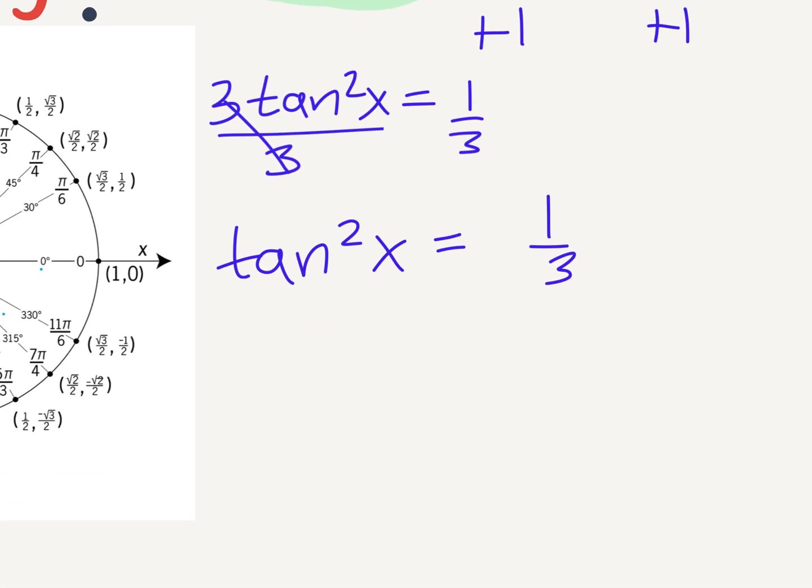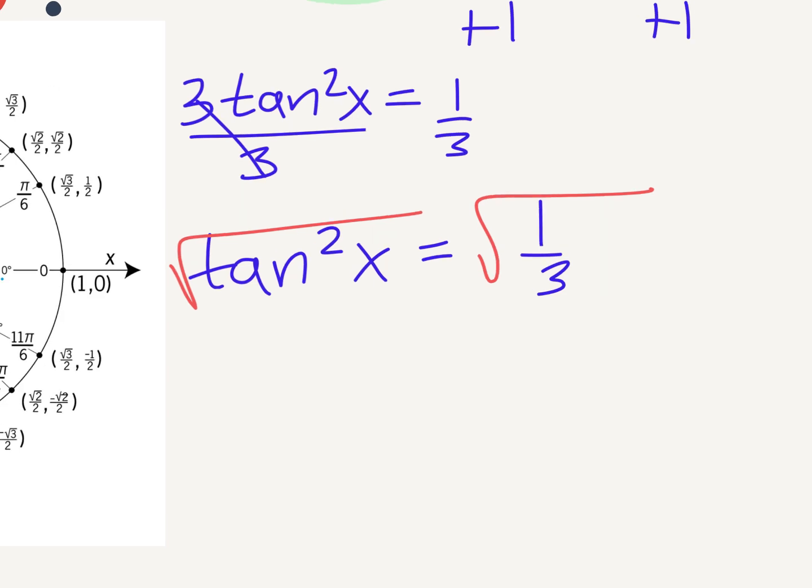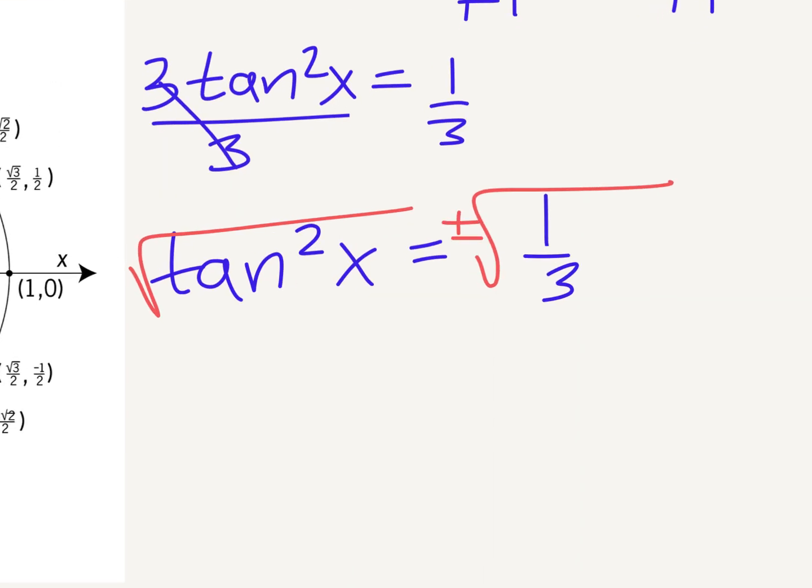Do I have tangent by itself? I don't have tangent by itself. That says tangent squared. So what do I do? I'm going to take the square root. When I take the square root of both sides, what goes in front of my answer? Plus or minus. Okay, so let's simplify this. I have tangent of x. What is the square root, guys, of 1?